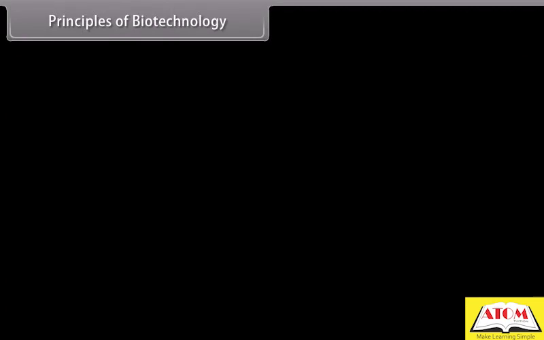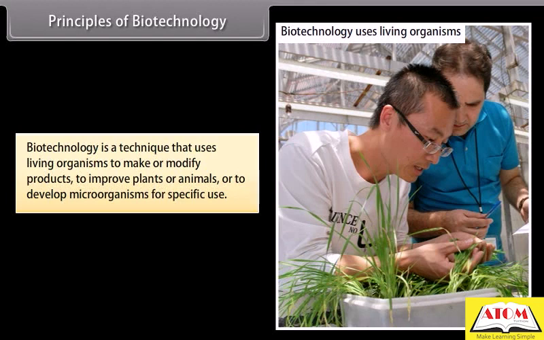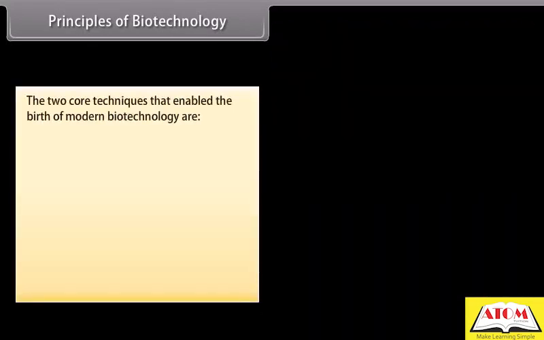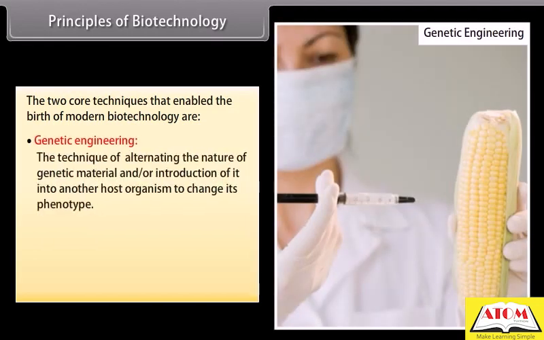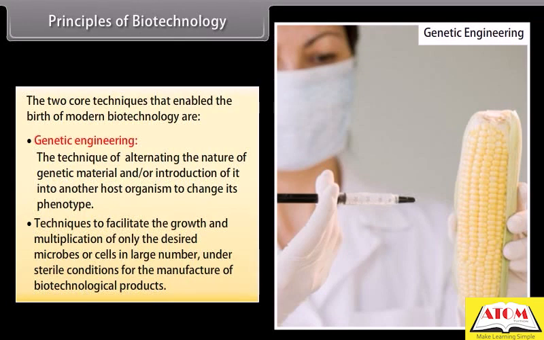Principles of biotechnology. Biotechnology is a technique that uses living organisms to make or modify products to improve plants or animals or to develop microorganisms for a specific use. The two core techniques that enabled the birth of modern biotechnology are genetic engineering, the technique of altering the nature of genetic material and/or introduction of it into another host organism to change its phenotype; and techniques to facilitate the growth and multiplication of only the desired microbes or cells in large number under sterile conditions for the manufacture of biotechnological products.